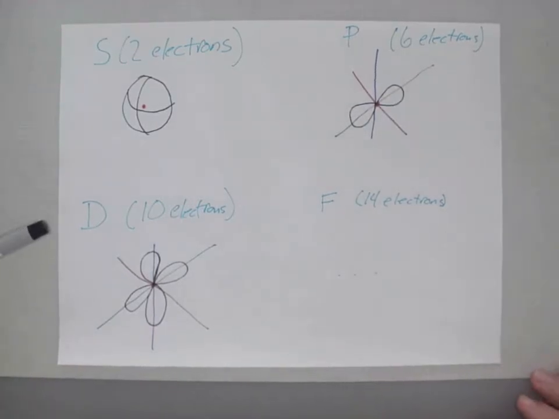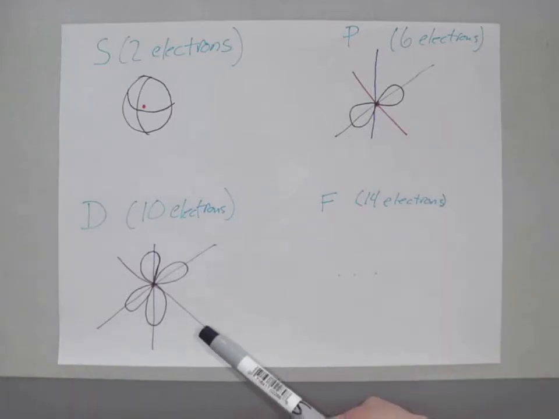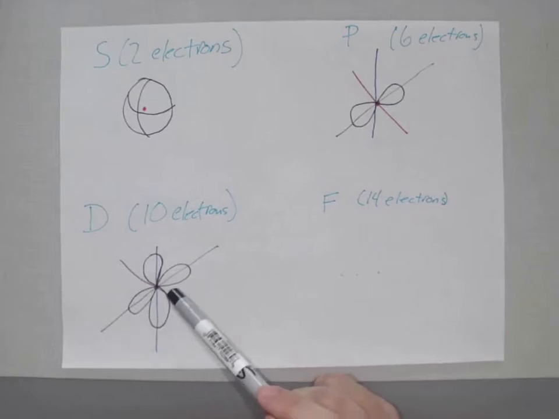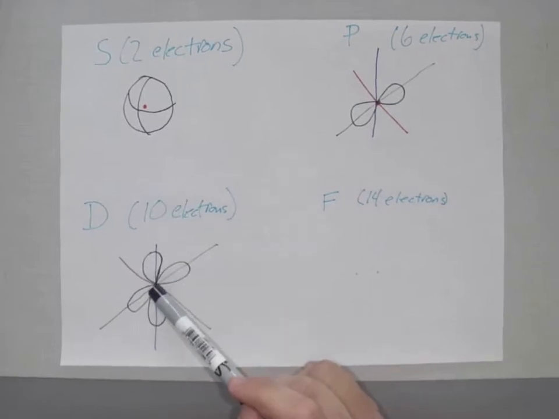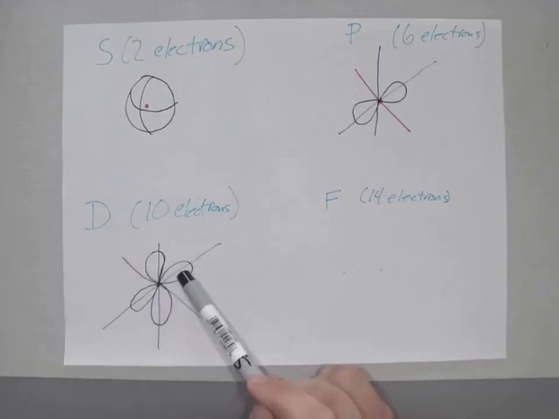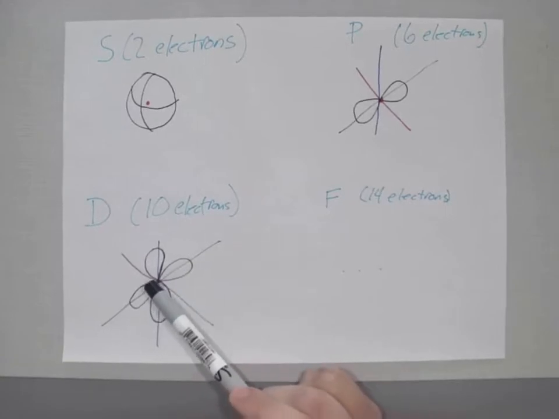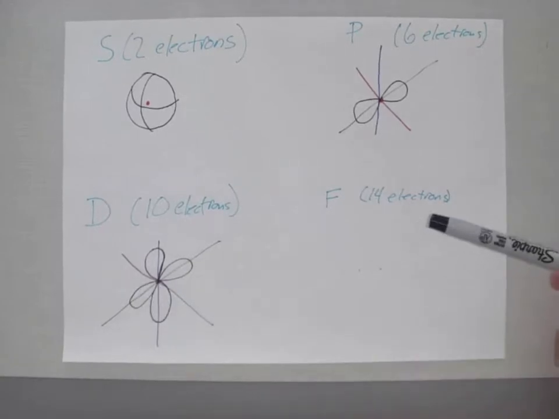Next we have our D subshell. That can hold 10 electrons. So it's the same idea as the p subshell, except now we have 4 orbitals around the outside, plus that central s orbital. So 2, 2, 2, 2, and then 2 electrons in the center, gives us a total of 10. The f orbital holds 14 electrons.